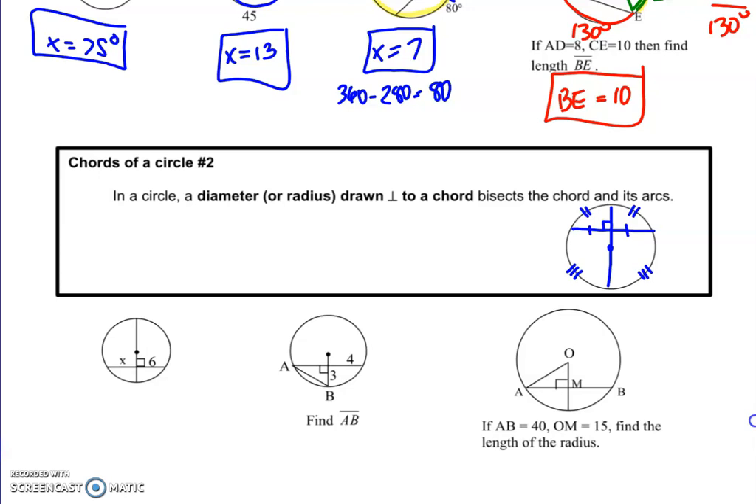And obviously you can rotate this around, so in the next example down here, it's pretty easy to see. It's the same diagram as up above, except it's rotated to the bottom. So x equals 6. Those two pieces have to be equal.